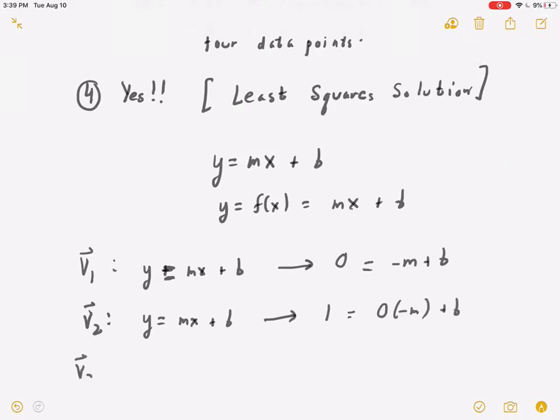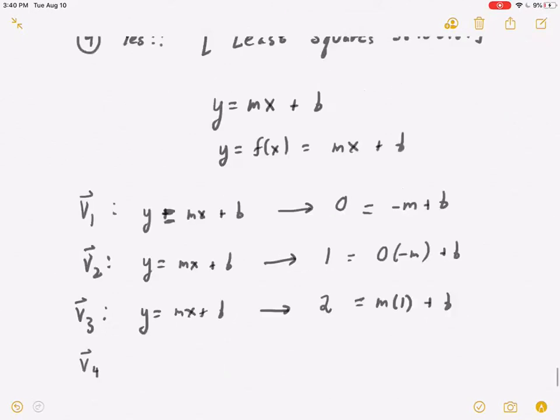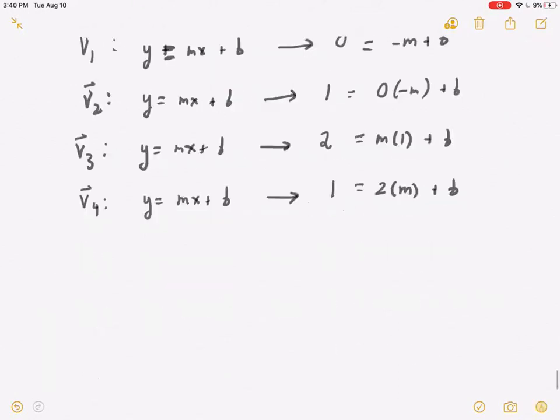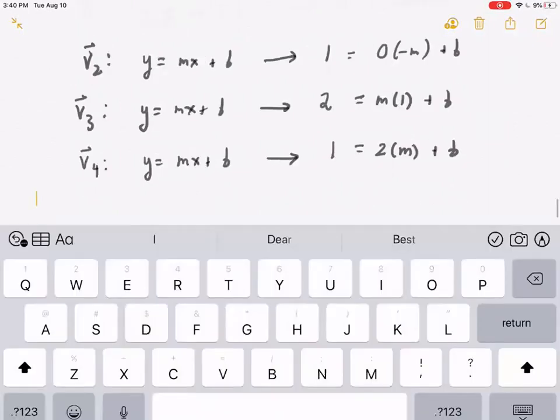V sub 3 satisfies the equation of a line where x is 1 and y is 2. And finally, v sub 4 will satisfy the equation of a line where x is 2 and y is 1. So I have all this information here.